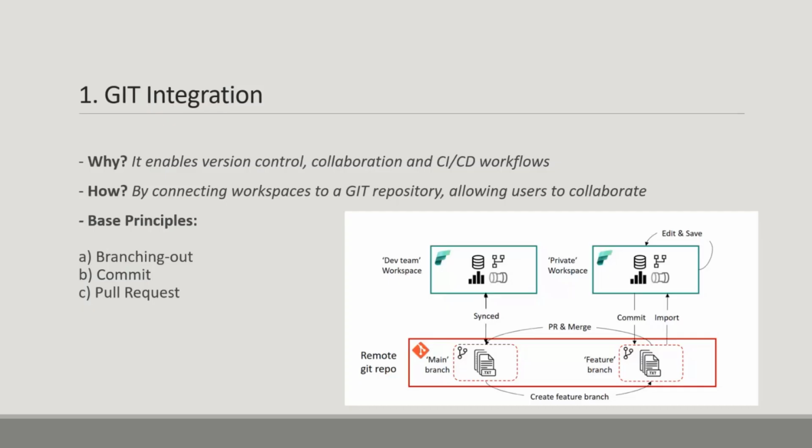Now, Microsoft Fabric, as said, supports native Git integration, and there are two providers that you can connect your workspace directly to. So currently it supports Azure DevOps and GitHub as Git providers, and once connected, your Fabric workspace can sync artifacts like reports, semantic models, notebooks, data pipelines, and so on.